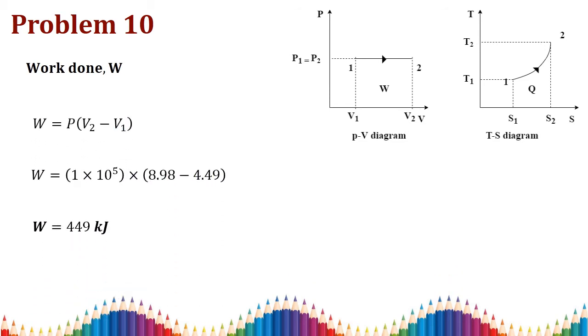Then work done. For a constant pressure process, we know that the pressure is constant, so we can write P into V2 minus V1. Pressure is already given, so 1 into 10 to the power of 5. And V2, V1 we can find from the previous slides. So you just substitute the values and you get 449 into 10 to the power of 3 joule. For my convenience, I am writing in terms of kilojoule.